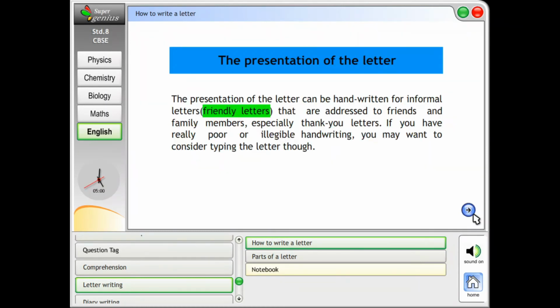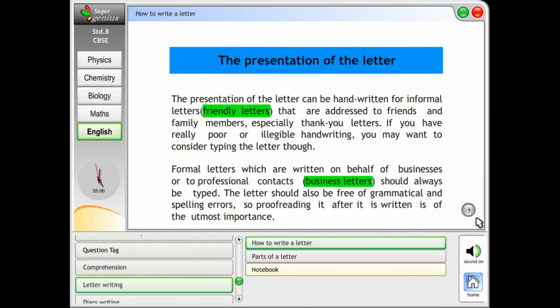The presentation of the letter can be handwritten for informal letters, friendly letters that are addressed to friends and family members, especially thank you letters. If you have really poor or illegible handwriting, you may want to consider typing the letter though. Formal letters which are written on behalf of businesses or to professional contacts, business letters, should always be typed. The letter should also be free of grammatical and spelling errors, so proofreading it after it is written is of the utmost importance.